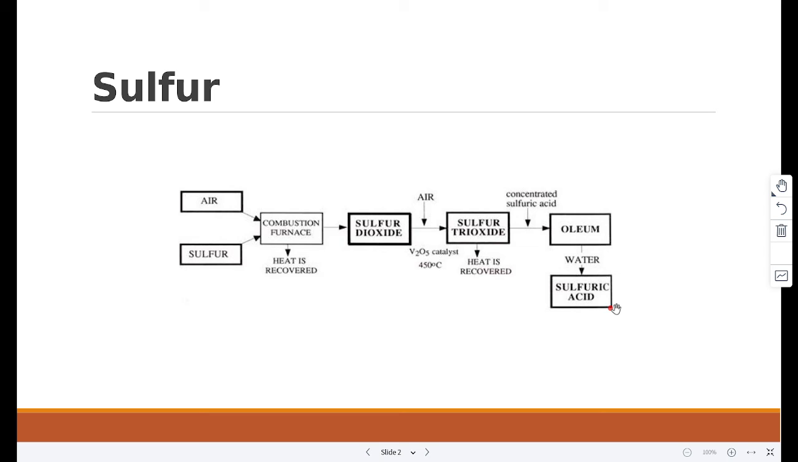So some of the uses of sulfuric acid are: if it is a dilute sulfuric acid, it is used as a catalyst in many organic reactions, and it is also used to clean the surfaces of metals. If the sulfuric acid is concentrated, then it is used in car batteries and it is also used in acid drain cleaners.